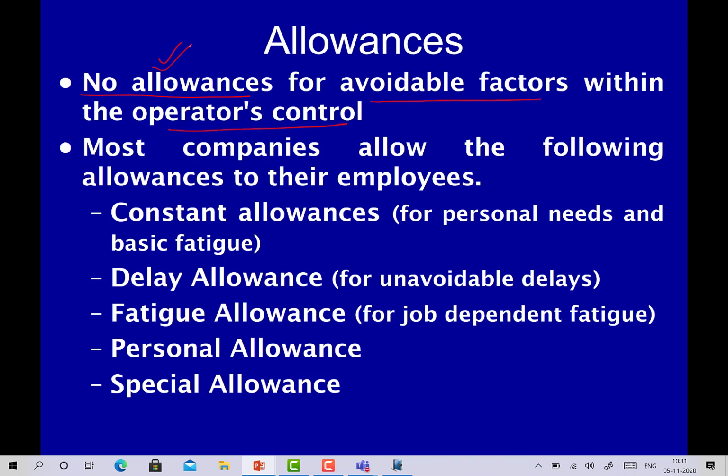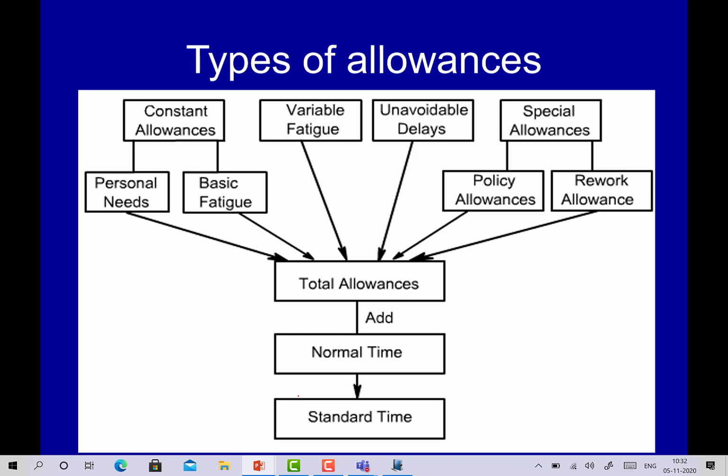And most of the companies allow the following allowances to their employees: constant allowance, as I said, for personal and basic needs and basic fatigue, delay allowance for unavoidable delays, fatigue allowance for the job causing severe fatigue, and the special allowances. As I have said, there are 4 types of special allowances.